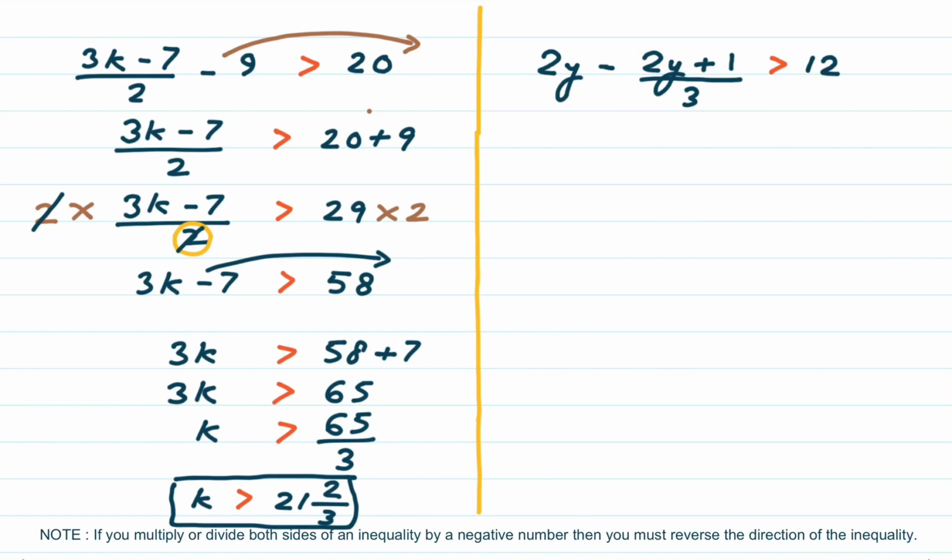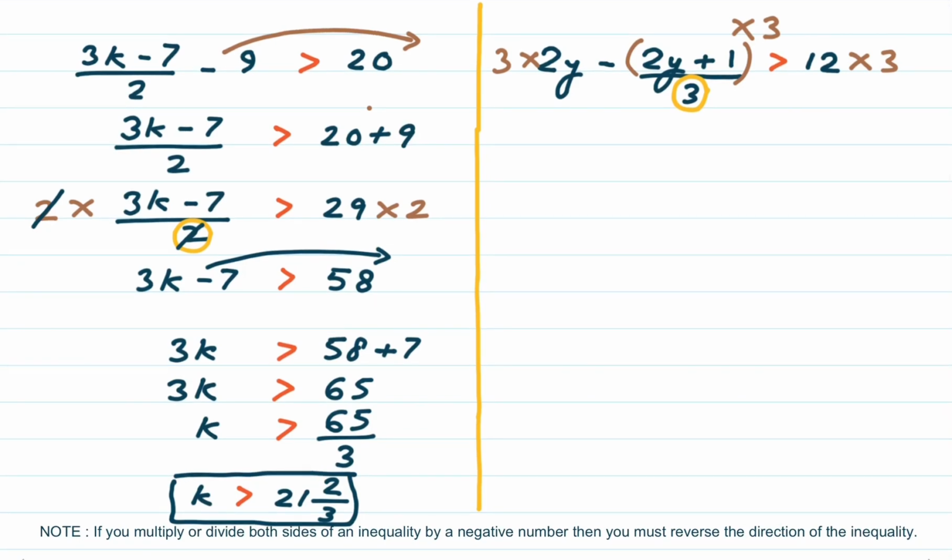In the next question, we have 3 as the denominator, so we are going to multiply each term with the number 3, and so we see this becomes 6y minus 2y minus 1 greater than 12 times 3, 36.